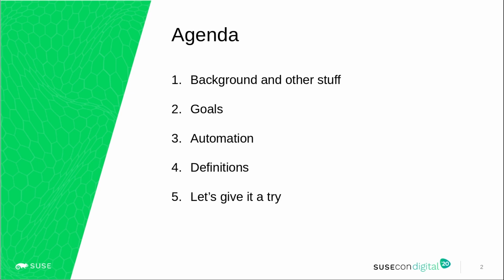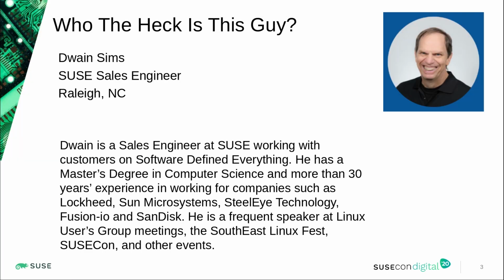But today what we're going to do is go through some background and other things about how this got started, and some of the goals for what we're trying to accomplish here. Take a look at some of the automation. We'll look at the definitions of a lot of these terms that are flying about. And then we'll go through an extended video portion of this session and actually take a look at deploying this using the automation.